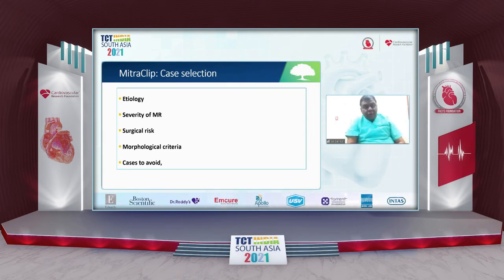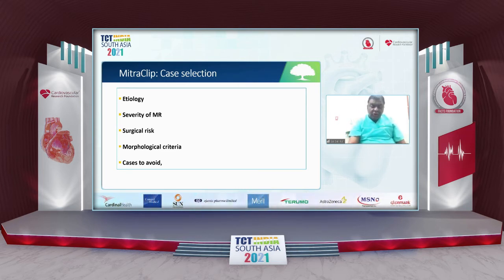Etiology is important, especially when I'm talking to people from India, because I really want you to be cautious not to consider patients with rheumatic MR. The reason for that is that in rheumatic MR, you have commissural fusion, and the orifice size is never completely normal. When you put a clip in, you can actually cause significant stenosis. So you have to be very careful when you look at these MR to make sure there is no post-inflammatory rheumatic status. And then, of course, the morphological criteria we can do both for degenerative and functional MR.